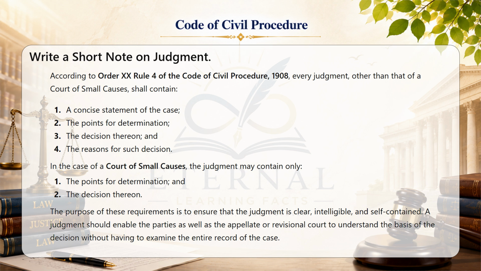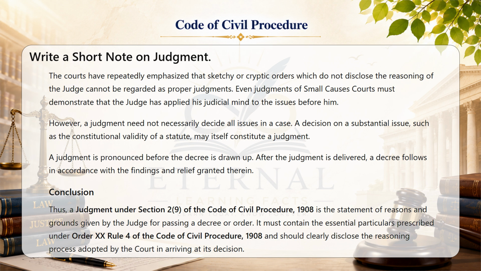In the case of a court of small causes, the judgment may contain only the points for determination and the decision thereon. The purpose of these requirements is to ensure that the judgment is clearly intelligible and self contained. A judgment should enable the parties as well as the appellate or revisional court to understand the basis of the decision without having to examine the entire record of the case.